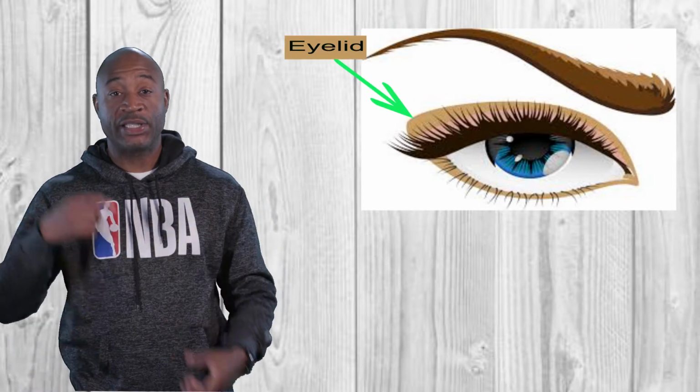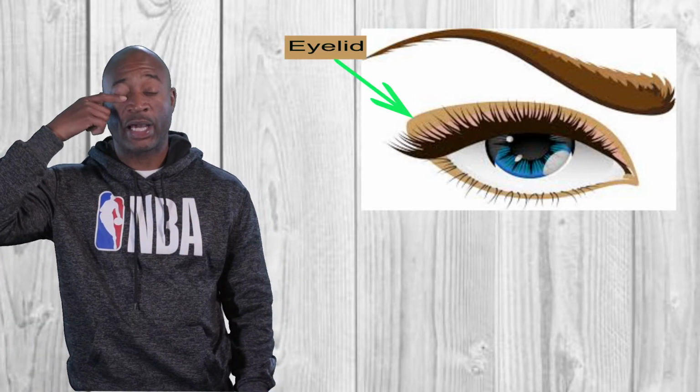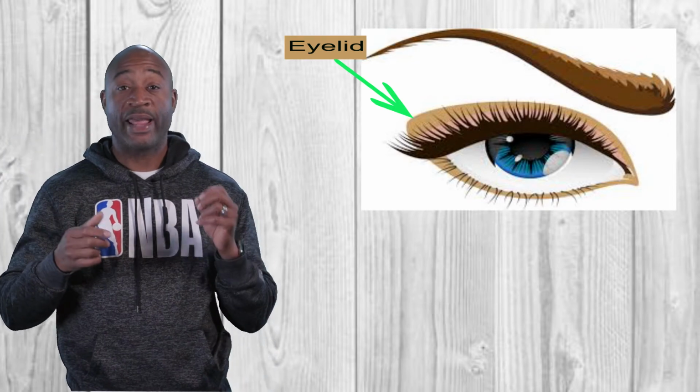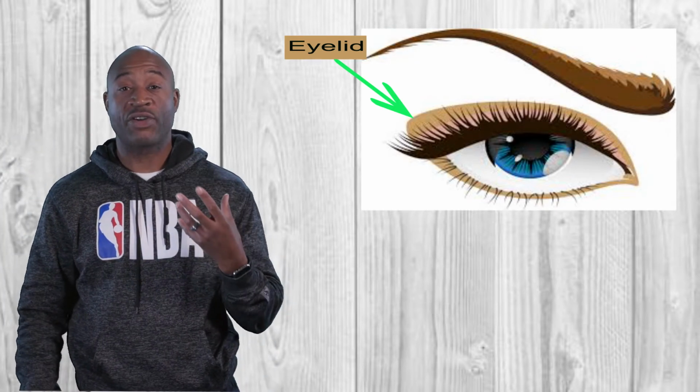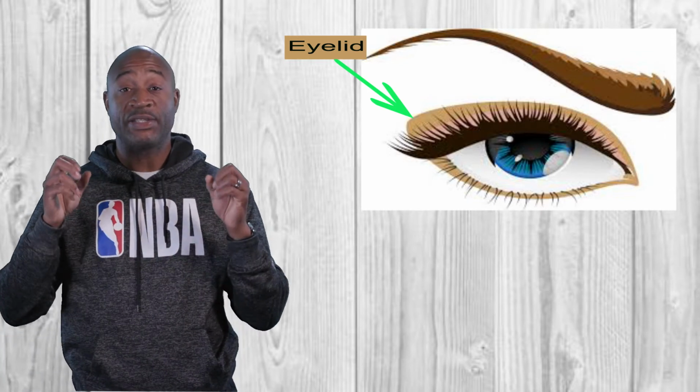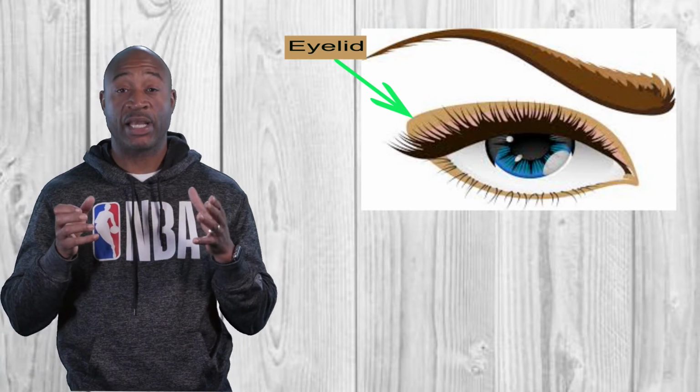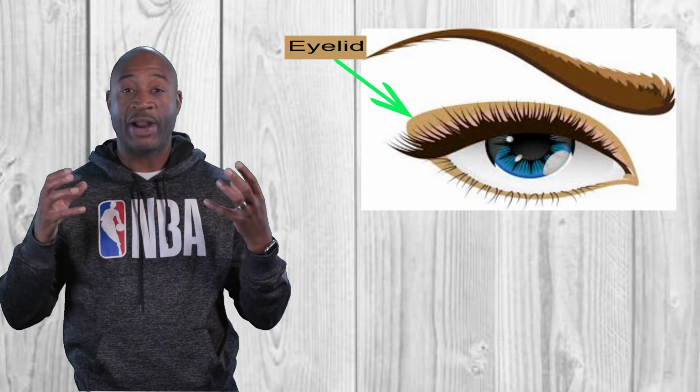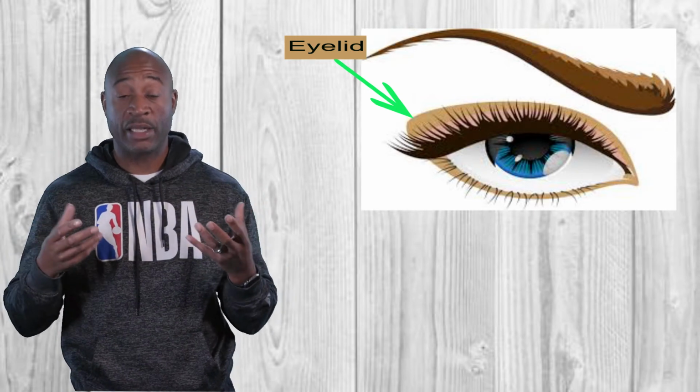Number 3, the third part we're going to talk about is your eyelid. Your eyelid is the part that opens and closes when you blink. And that is used to protect your eyes, all right? It keeps your eyes safe, it keeps your eyes moist, and it keeps your eyes clean. So really, every time you blink your eye, you are actually cleaning your eye. That's the eyelid.